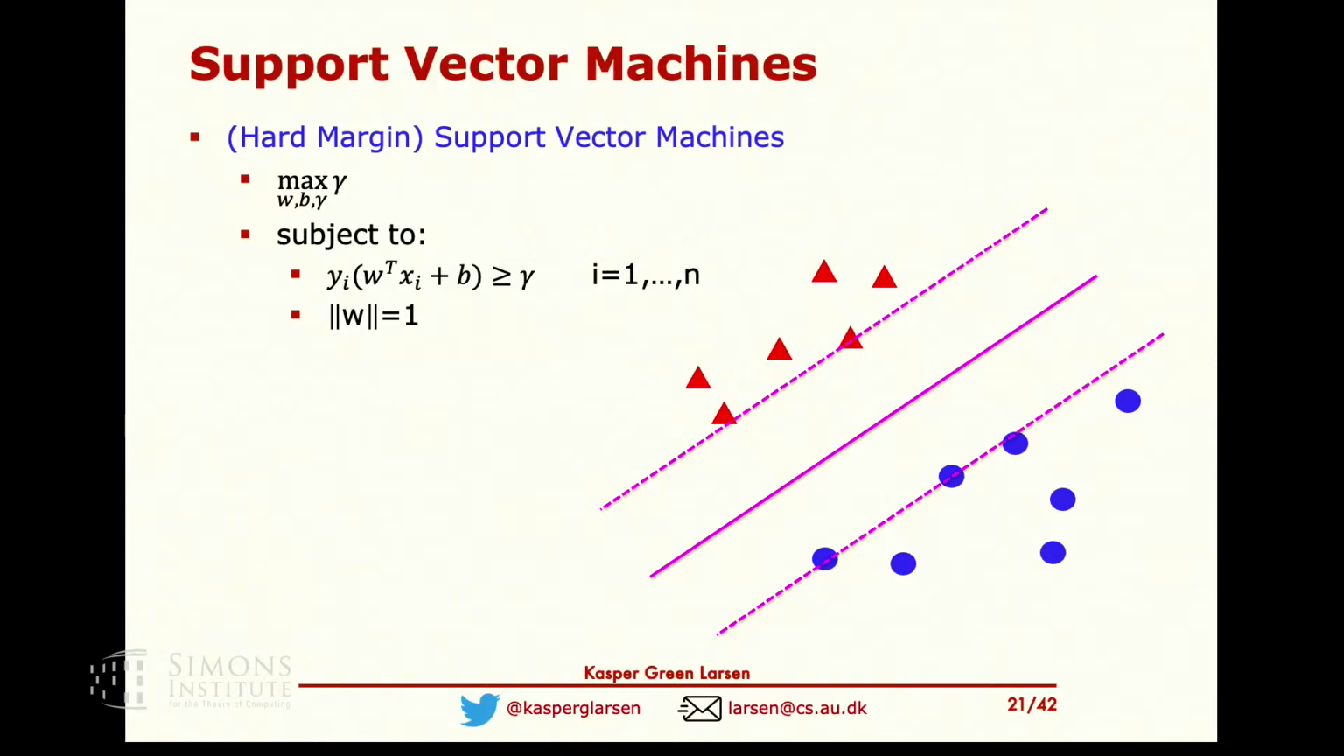This is not a convex formulation. The last constraint there is not so nice, but there are ways of solving it, and I'll not get into that. That's not the point of this talk. But that's basically what support vector machines are finding. They're finding the largest margin separating hyperplane in the simplest version.